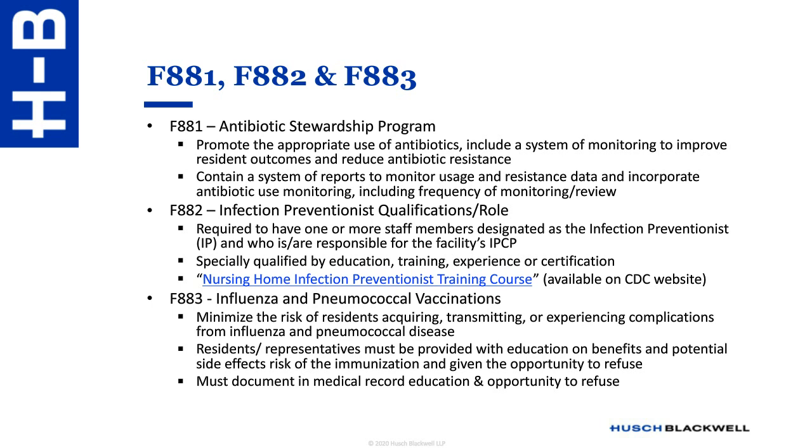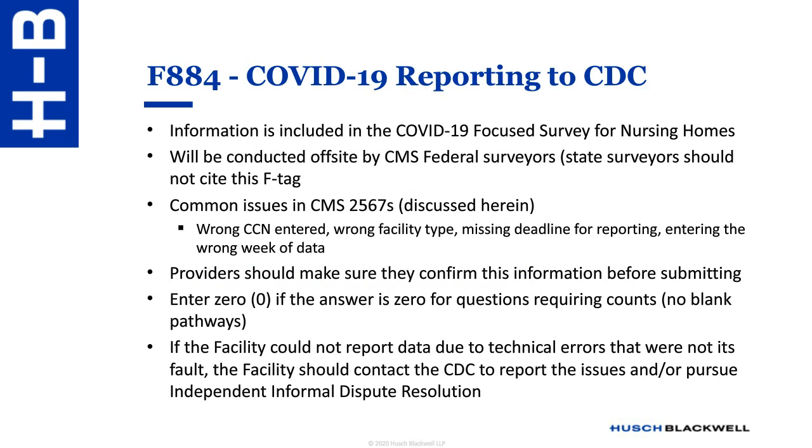Then we'll move on to F884 and F885 on the following slide, which, as Liz mentioned, in QSO 20-29, were the new regulatory tags implemented by CMS, and these follow the rest of the infection control group at F880 through F883. They put into place two new reporting requirements. With respect to F884, this deals with reporting to the CDC, which will be conducted off-site by CMS federal surveyors, so state surveyors will not be citing to this F tag. It's a requirement to report confirmed or suspected COVID-19 cases to the CDC to assist with infection surveillance.